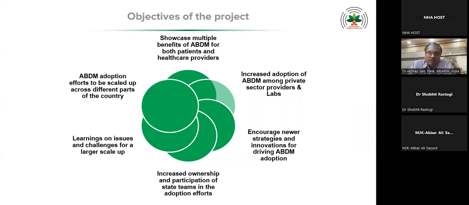And then we can scale it up across the different parts of the country too, because we are thinking of establishing this microsite in different states. Next, please.